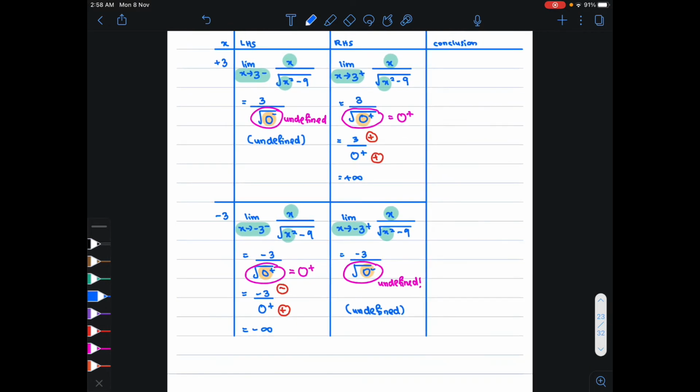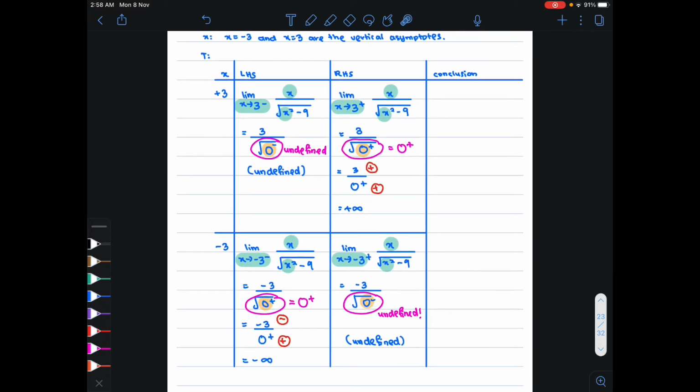So now we can make our conclusion for x equal to 3 and x equal to -3. So for x equal to +3, we have undefined and positive infinity. As long as you can see infinity, whether it is positive or negative, it doesn't matter. X equal to 3 is a vertical asymptote. So we know that x equal to 3 is a vertical asymptote.